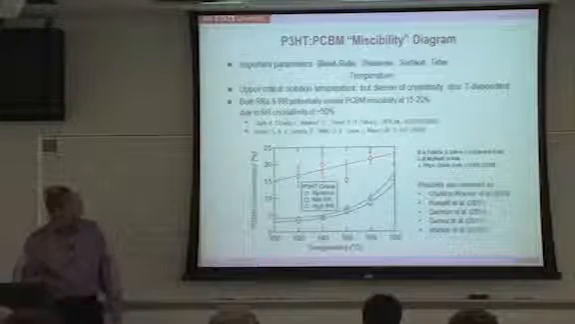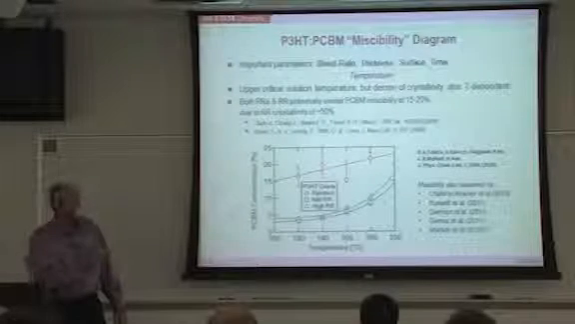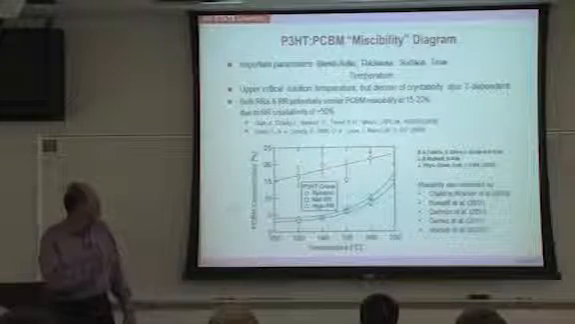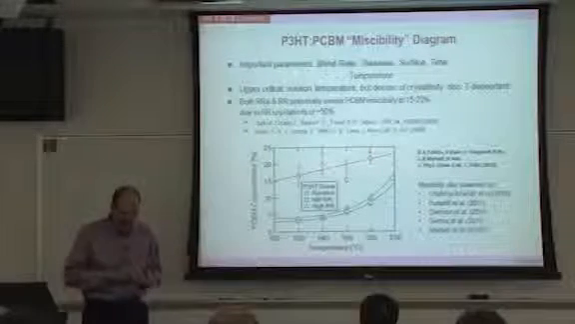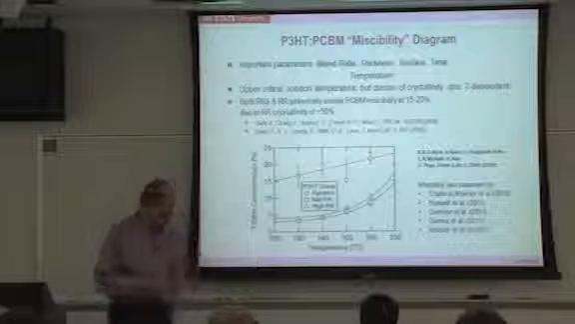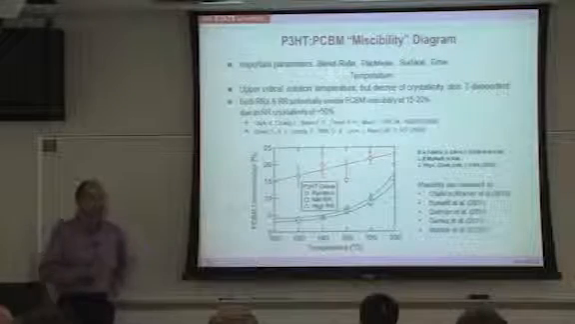Besides that, we looked at blend ratio, thickness, etc., and the only thing that we find is that the temperature matters. So therefore, you can look at these miscibility diagrams with the proviso that I just said, that this number needs to be corrected for the degree of crystallinity.